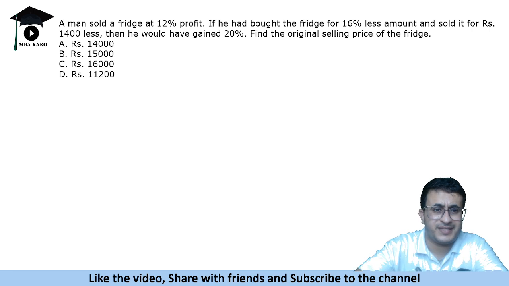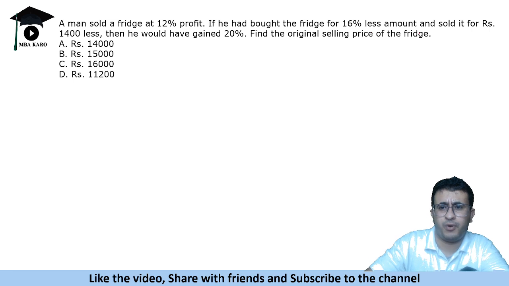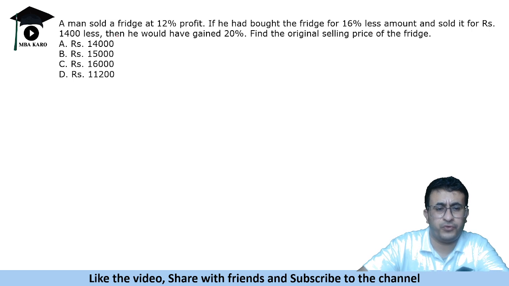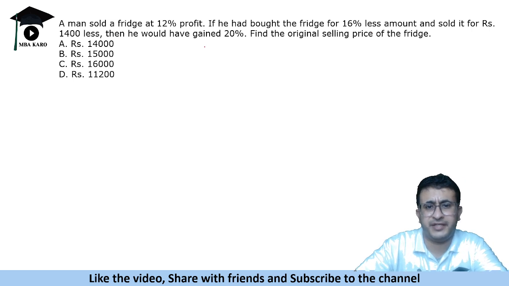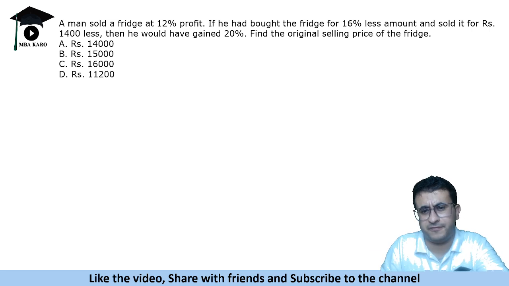It says that a person sold a fridge at 12% profit. If he had bought the fridge for 16% less amount and sold it for rupees 1400 less, he would have gained 20%. Find the original selling price of the fridge.